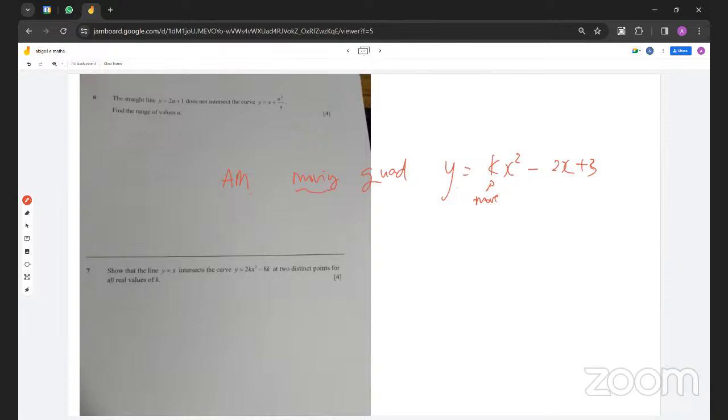So you have a moving quadratic. Again, am I making any sense? If I'm not making any sense, tell me right now.